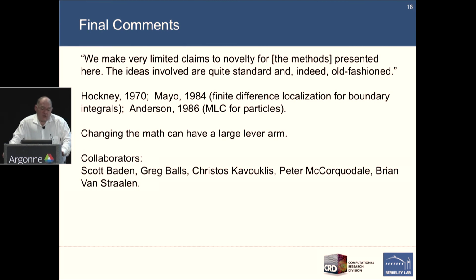The other takeaway from this talk is that changing the math can have a large lever arm. We didn't go and futz around with trying to make multigrid faster. We said, we need to think about this problem differently. And then finally, I need to mention my collaborators, Scott Baden, Greg Balls, Christos Kavouklis, Peter McCorquodale, and Brian Van Straalen.